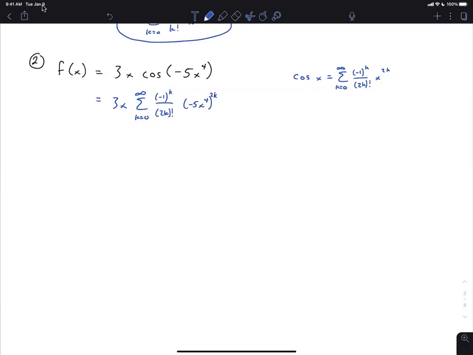Okay, my bad. And now we simplify in a couple of steps. So we get 3x, and then we get negative 1 to the k over 2k factorial, but then some more stuff comes into this coefficient. We get negative 1 to the 2k times 5 to the 2k on the top, and then x to the 8k at the end. Does that algebra make sense to everybody?